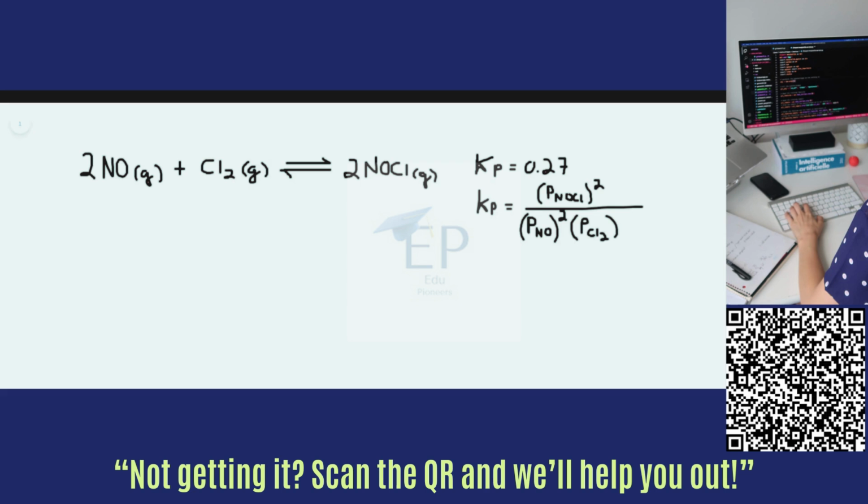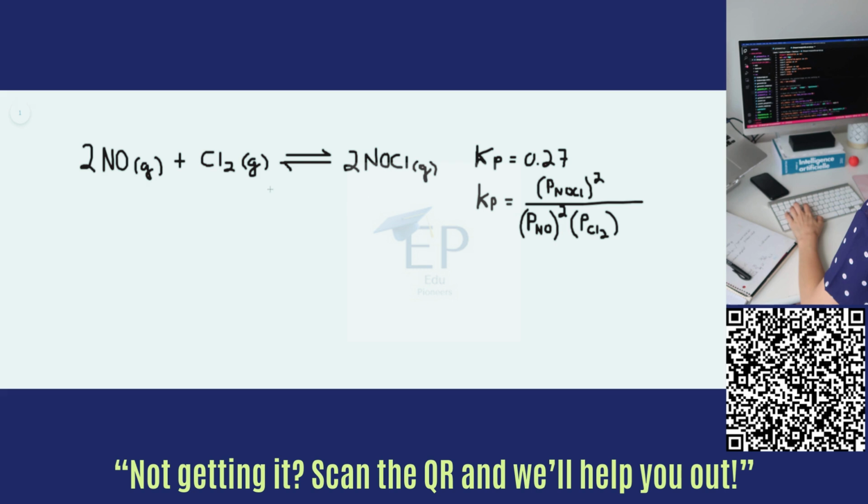This question says that nitrogen monoxide reacts with chlorine gas according to this reaction here. And it says a reaction mixture initially contains equal partial pressures of NO and Cl2, and at equilibrium the partial pressure of NOCl is 115 torr. Finally, it asks what are the initial partial pressures of NO and Cl2. So we'll need an ICE table here.